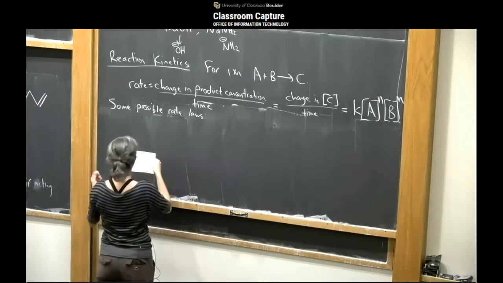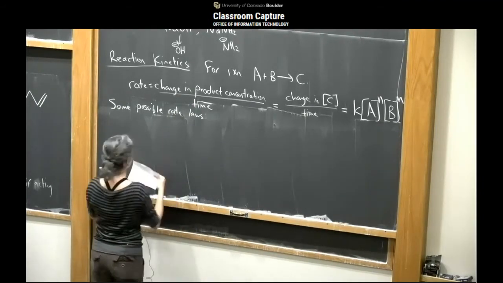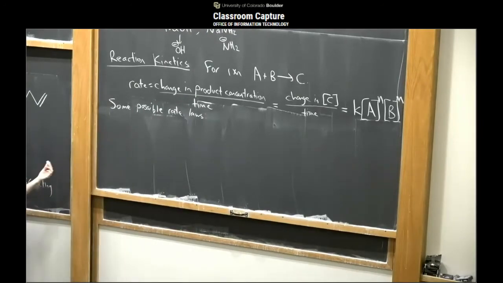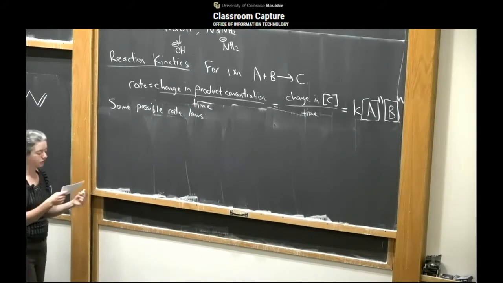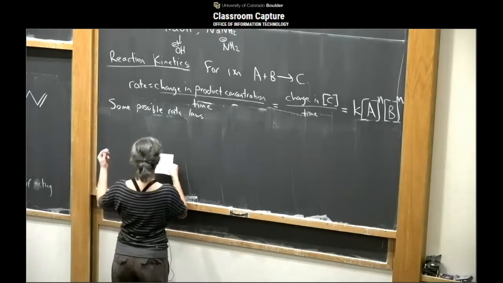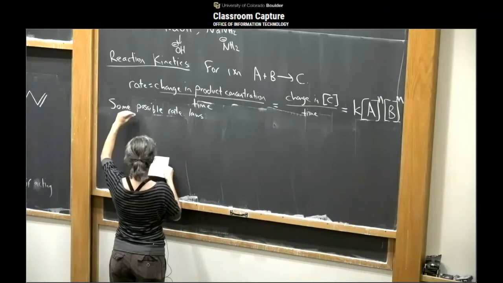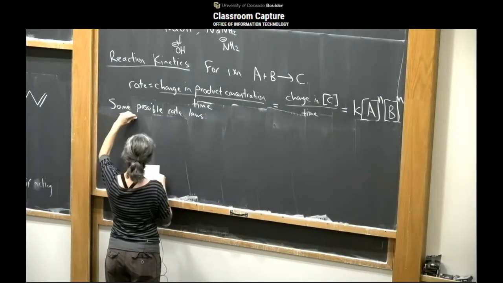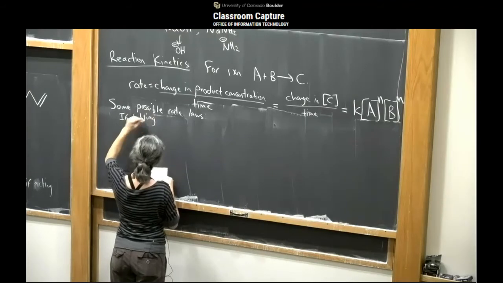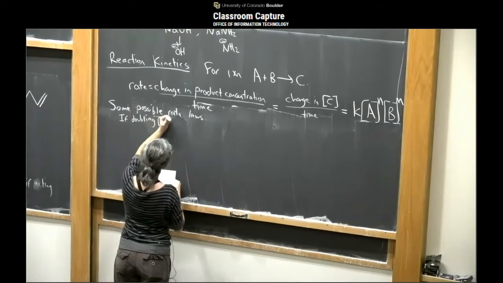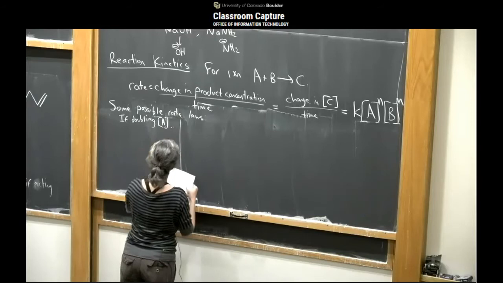Basically the way you feel this out in the lab is you try doing the reaction once and then you double the concentration of one of the reactants, say you put twice as much A in there, and then you see how fast the reaction goes compared to the first reaction. So doubling the concentration of A.